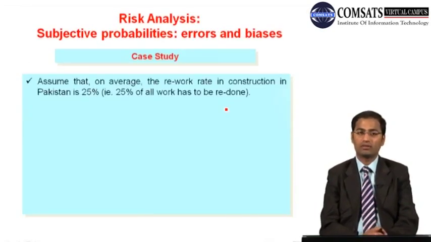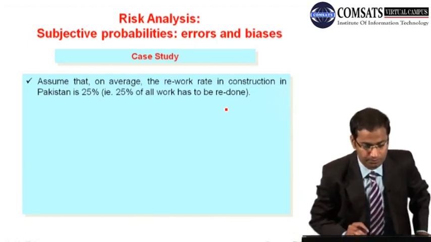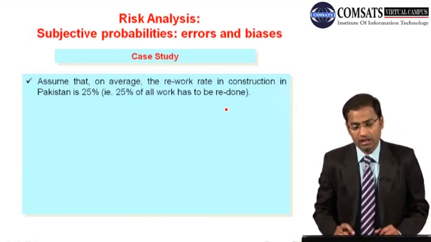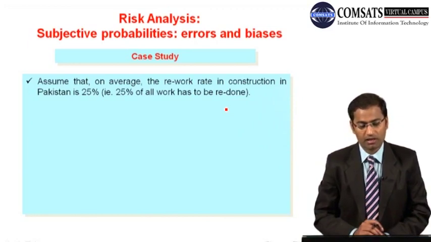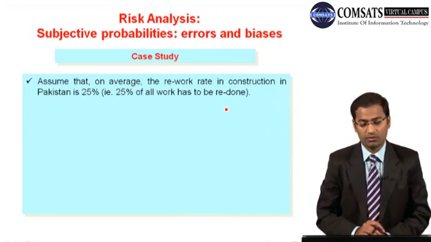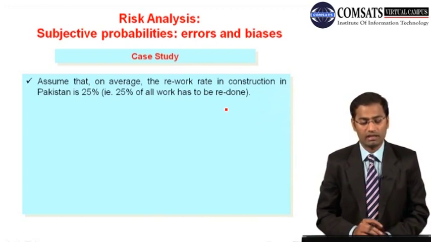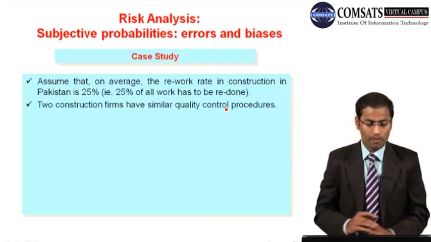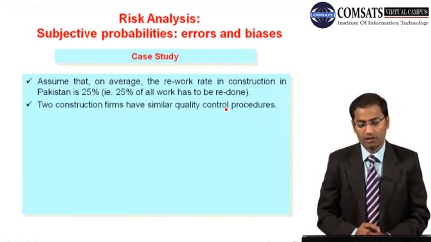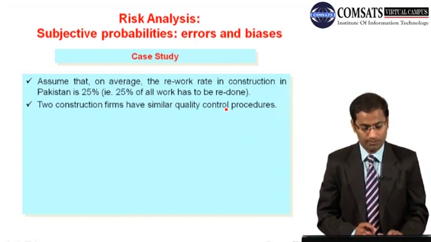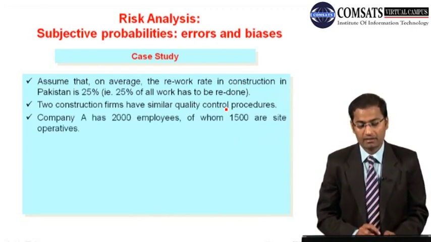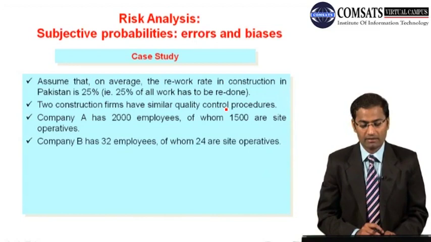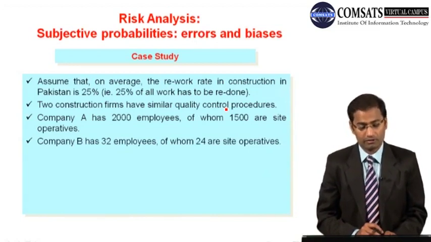Assume, now there is a good case study, that on average the rework rate in construction in Pakistan is 25%, that 25% of work has to be redone. Let's say we are assuming it. Two construction firms have similar quality control procedures. Company A has 2,000 employees, of whom 1,500 are site operatives, and company B has 32 employees, of whom 24 are site operatives.